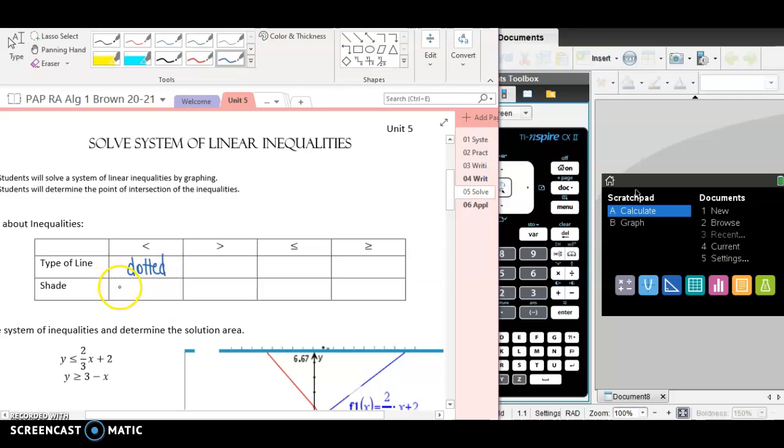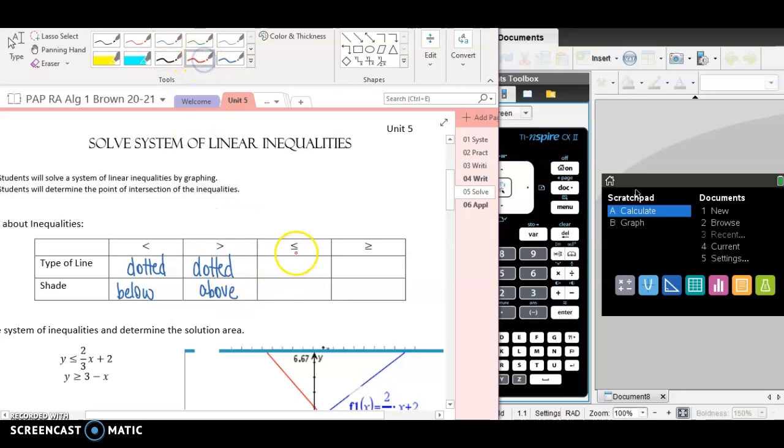and we're going to shade below. It means less than. Okay. If it is greater than, this one means greater than, it's going to be a dotted line. And it means that if it's greater than, we're going to shade above.